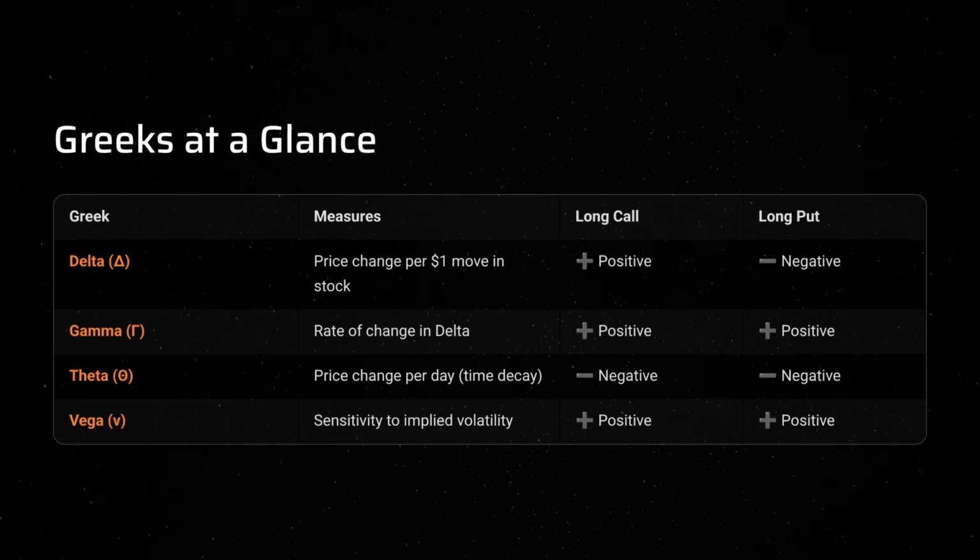When implied volatility increases, long options tend to rise in price, while short options lose value. Theta shows how time itself impacts the option, the natural loss of value as expiration approaches. Together, these factors help traders understand which market forces are moving an option's price at any moment.